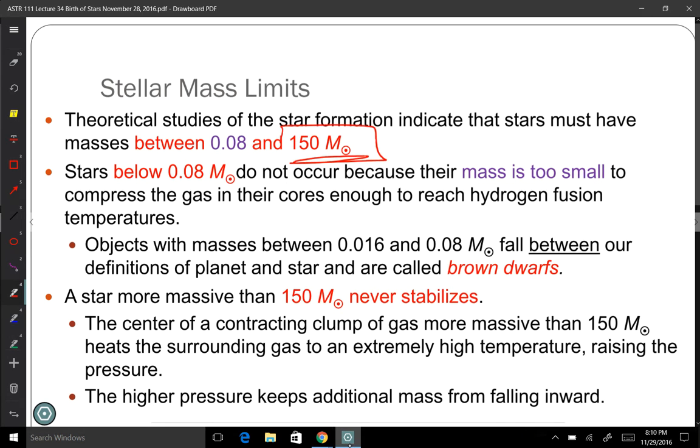150 solar masses is an upper level for mass. It's kind of surprising that you would have an upper level for mass for a star, right? You'd think, well, more mass, the merrier, it just all comes together. But as you can see here, they heat the surrounding gas so high in temperature that the gas expands out and can't be pulled in if it's that high a mass. So you have these practical limits on the sizes of stars.